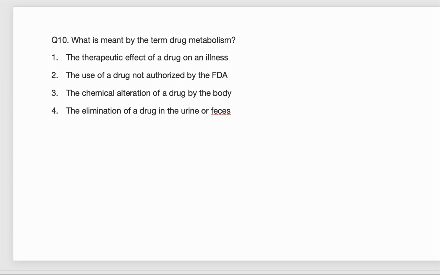So, the next question: what is meant by the term drug metabolism? One, the therapeutic effect of a drug on an illness. Number two, the use of a drug not authorized by the FDA. Three, the chemical alteration of a drug by the body. Or four, the elimination of a drug in urine or feces.